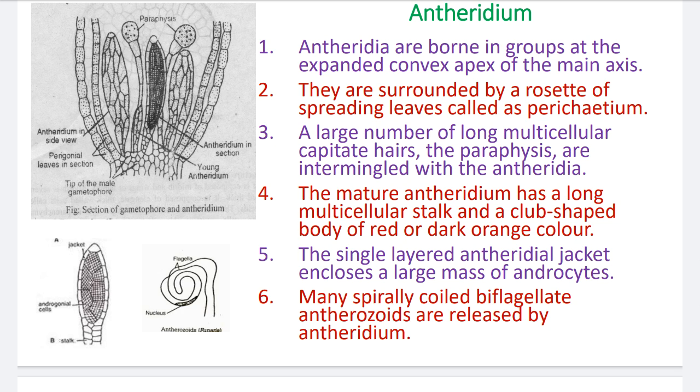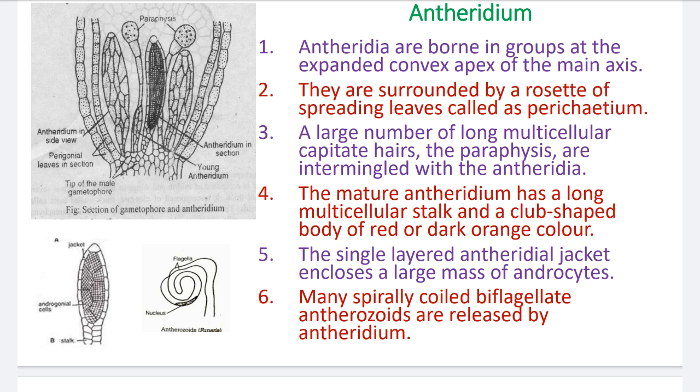Now the antheridium. Antheridia are born in groups. See in the first photograph, these antheridia develop in groups at the expanded convex apex of the main axis. These antheridia develop in groups on the tip of the main axis. हे कुठे येतात? मेन ॲक्सिसच्या टिपला येतात.